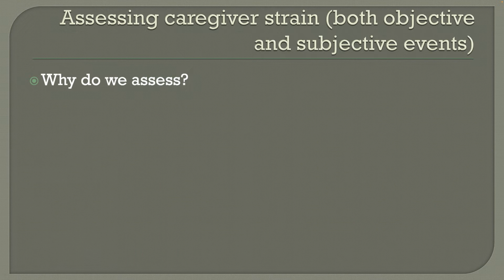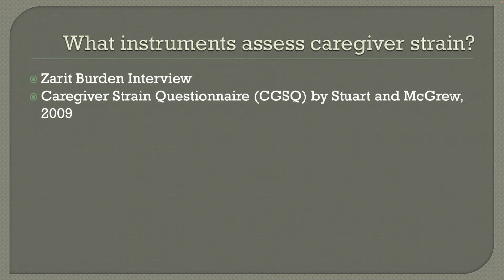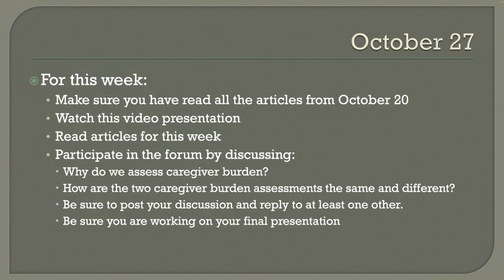So the first thing to think about is, objectively and also subjectively, why do we assess for caregiver strain or burden? It's called both. Something to think about, and you'll write about that. Next, we're going to take a look at two different instruments that have already been used to assess caregiver strain. And I'll show you those in a minute.